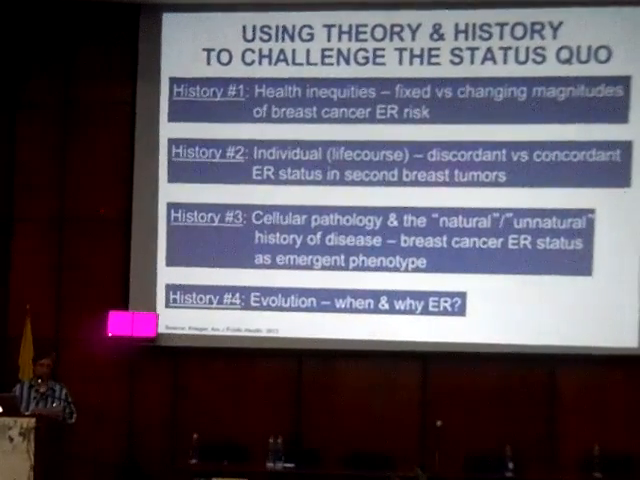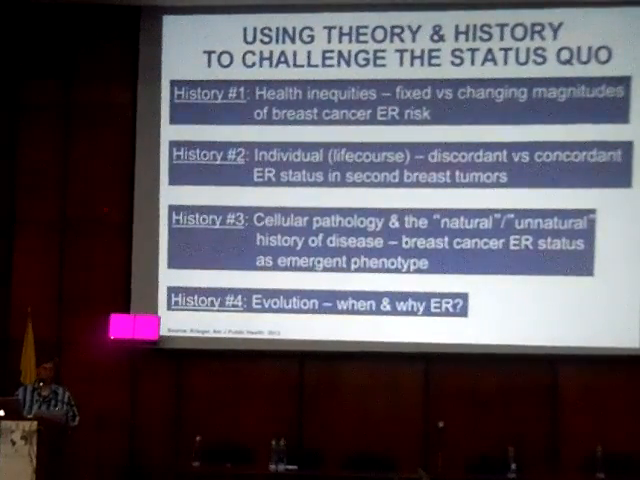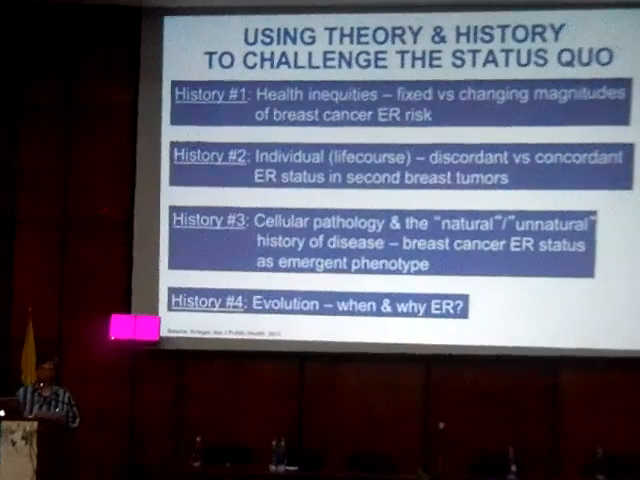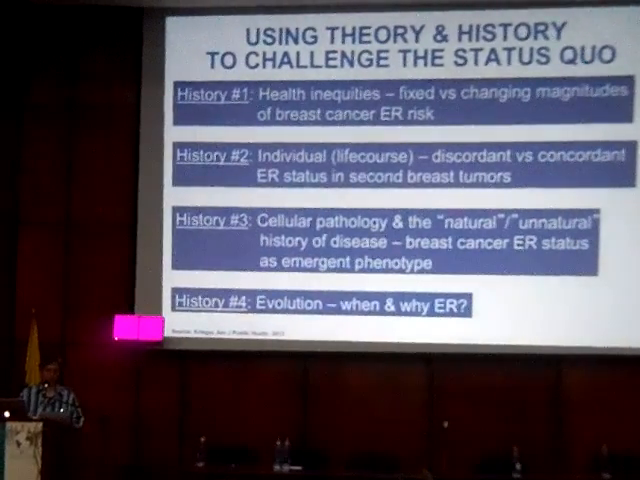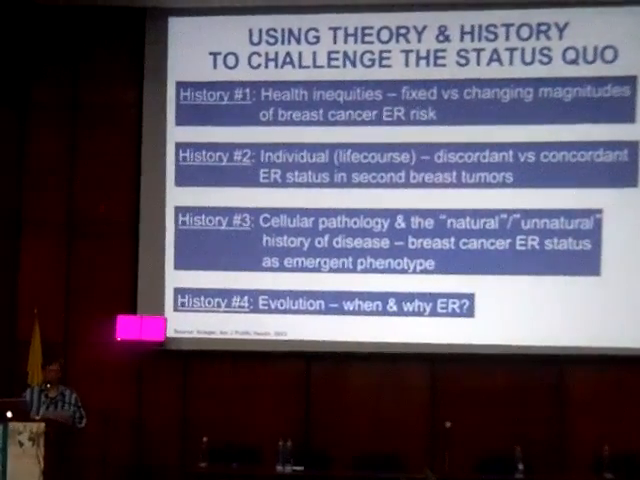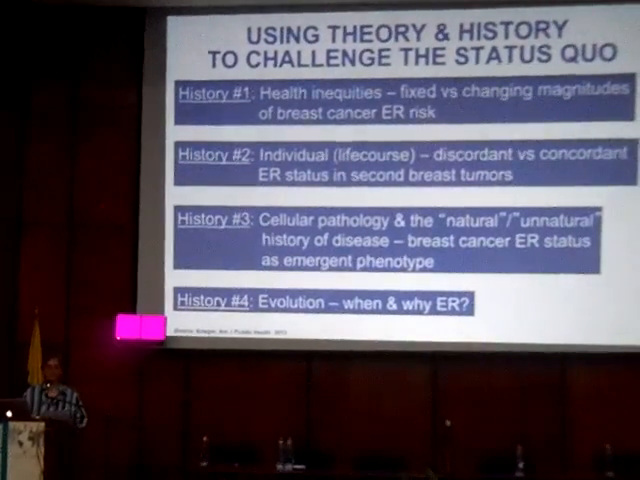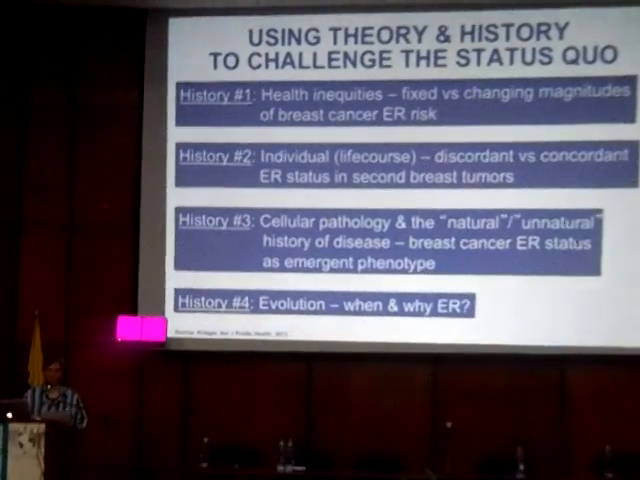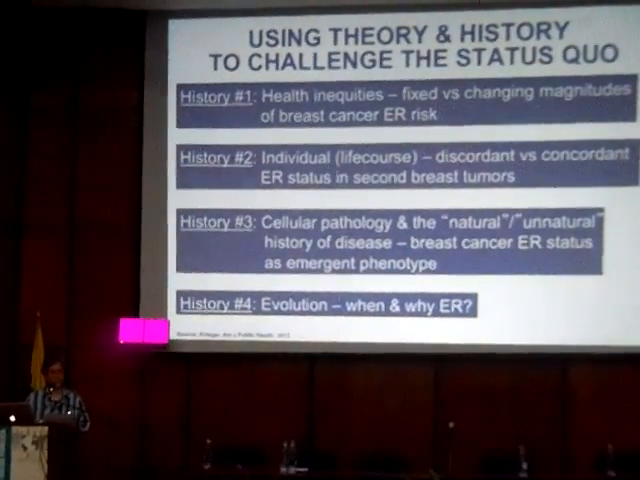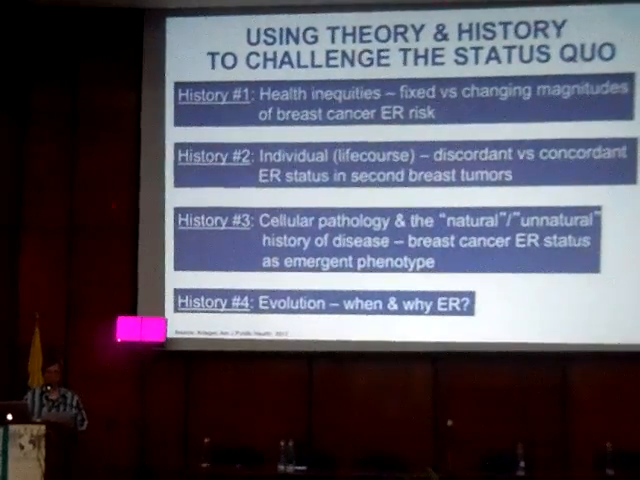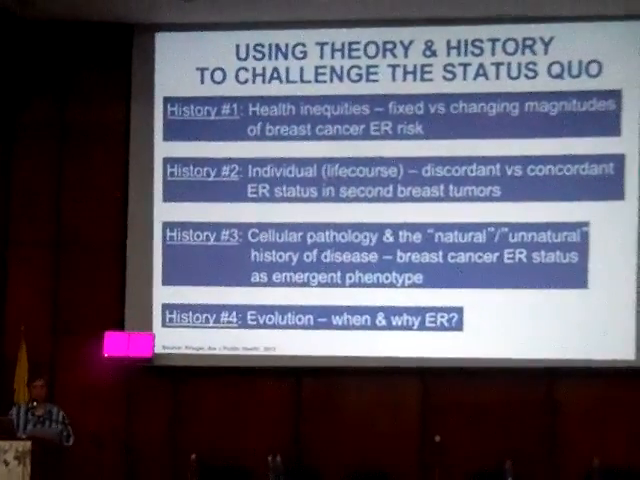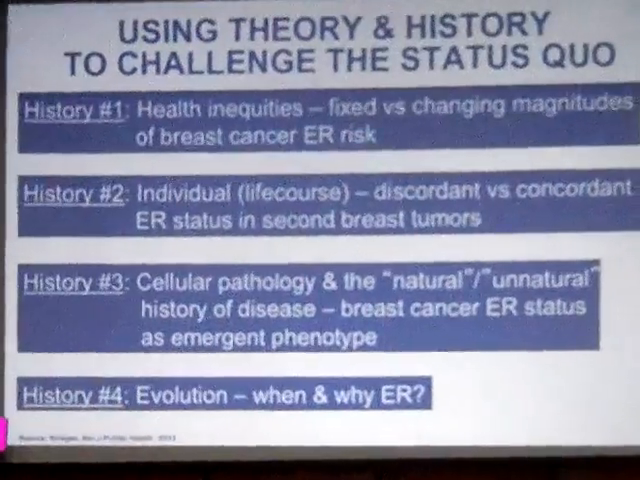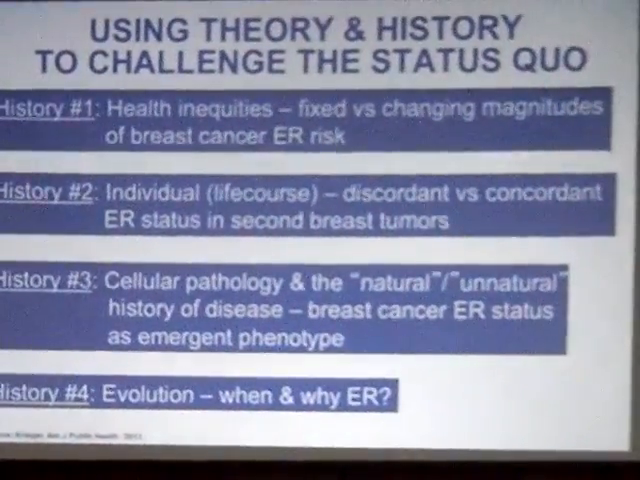The approach I will take is to consider critically here, using the example of the breast cancer estrogen receptor, its 4 histories. History 1 pertains to health inequities, the second history to individual or life course, the third history to cellular pathology and the natural, or really unnatural, history of disease, and the fourth history to evolution.